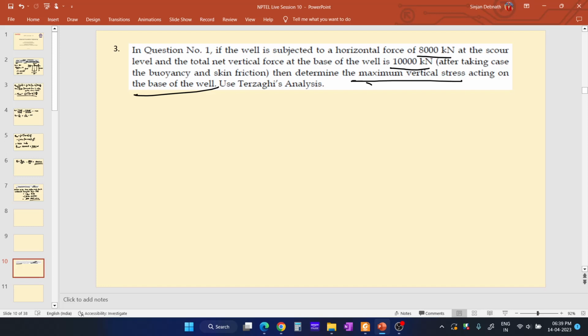So horizontal load of 8,000 kilonewton is acting at the scour level, and the total net vertical force is acting at the base of the well, which is 10,000 kilonewton. Okay, and all the rest of other information is same to that of the first question. So you have been asked to determine the maximum vertical stress acting on the base of the well.